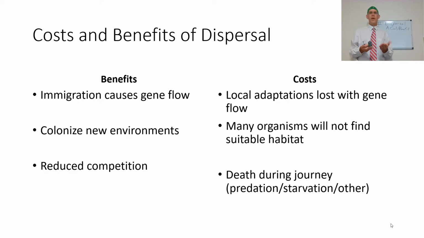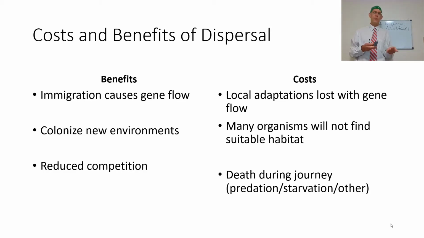Some costs. If there is gene flow, there can be local adaptations which are lost. So there could be new alleles coming into a population that actually reduce the fitness because those alleles are not locally adapted. There is also a cost to dispersal, and that's that many organisms will not find suitable habitat.